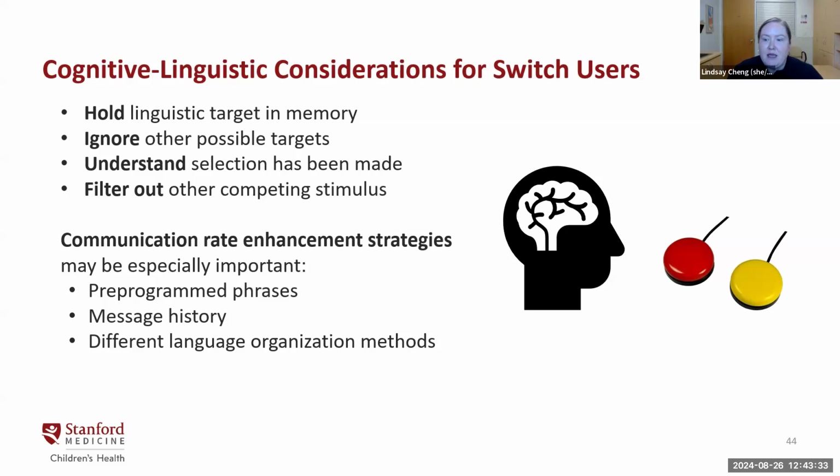Understand when a selection has been made so that the individual is controlling the switches and their outcome, and filter out other competing stimuli with quick changes in the topic, new directions given, verbal prompts from communication partners. And just like with eye gaze, alternative display designs might be especially important to consider, like communication rate enhancement strategies we've previously reviewed.